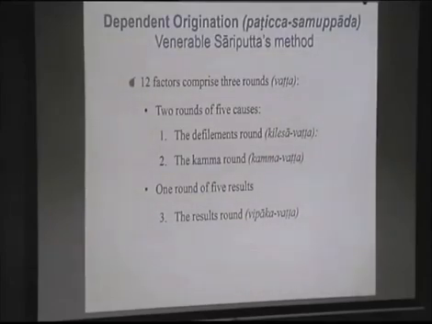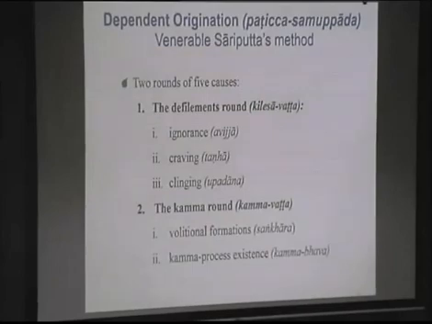The twelve factors comprise 3 rounds: 2 rounds of causes and 1 round of results. The 2 rounds of causes are the defilements round, kilesa vatta, and the karma round, kamma vatta. The 1 round of results is the result round, vipaka vatta.